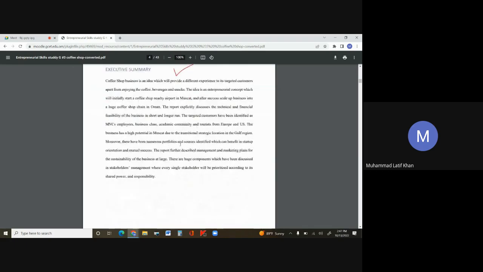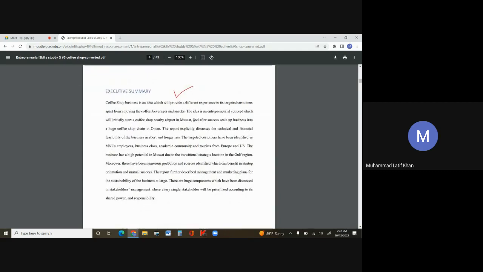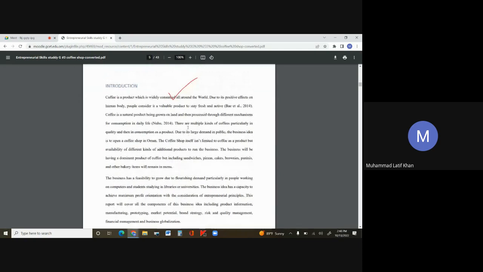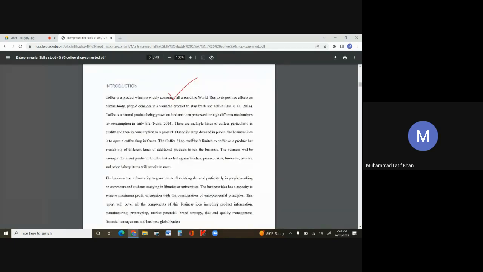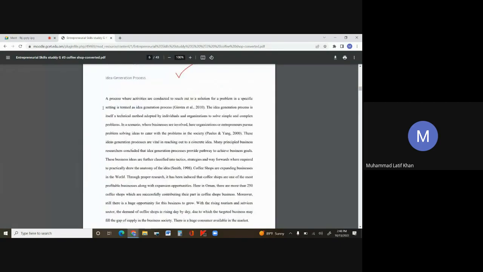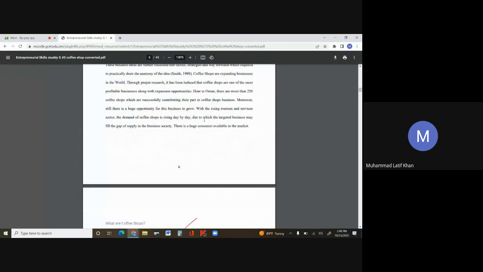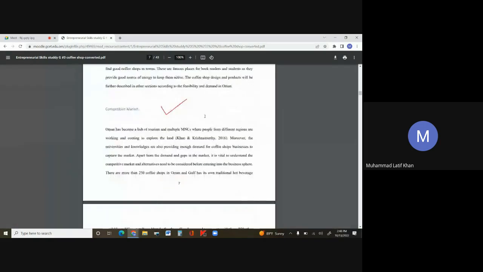And executive summary, where you are telling us about the whole summary of your business plan. And then introduction of your coffee shop, how it is, when it is, and how you're going to launch this, and what you're going to offer, and how you're going to offer. And the idea generation process, see, they have discussed the same idea in great detail by secondary research from here and there, from the literature review.